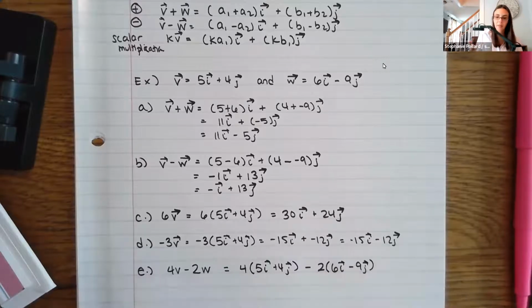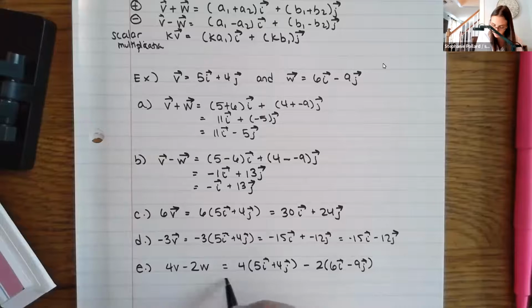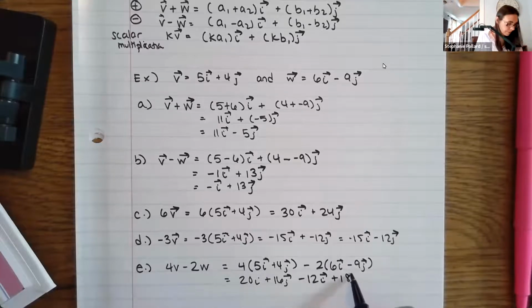So I'm going to go ahead and do that multiplication first. And I would have 20i plus 16j. Here it'd be minus 12i. Careful, 2 negatives will cancel, plus 18j.